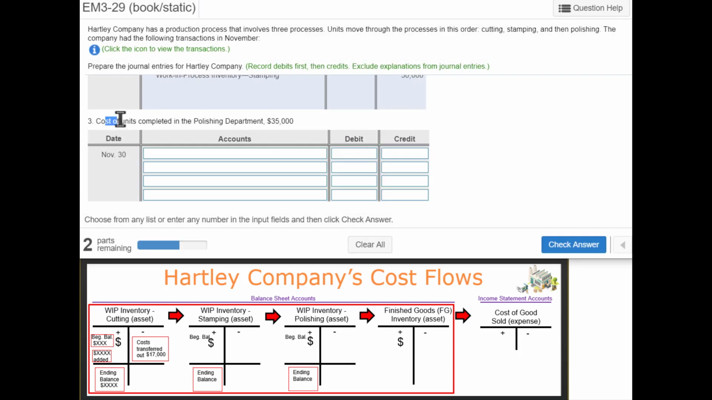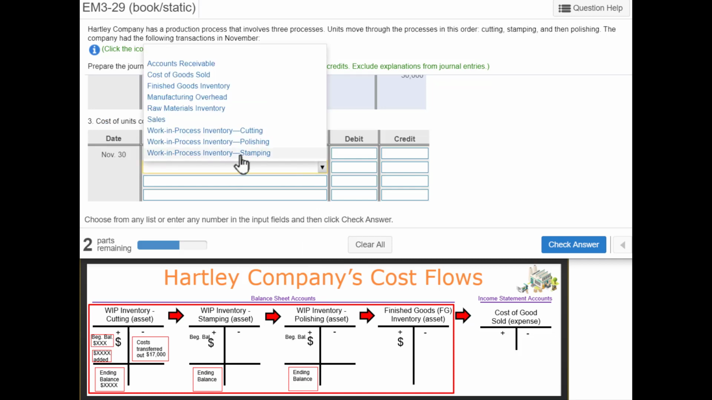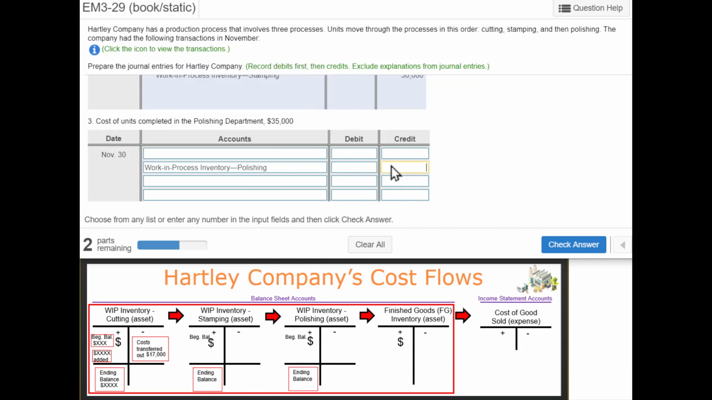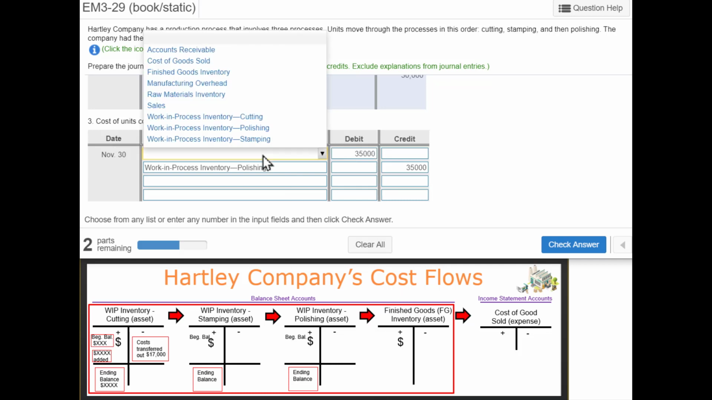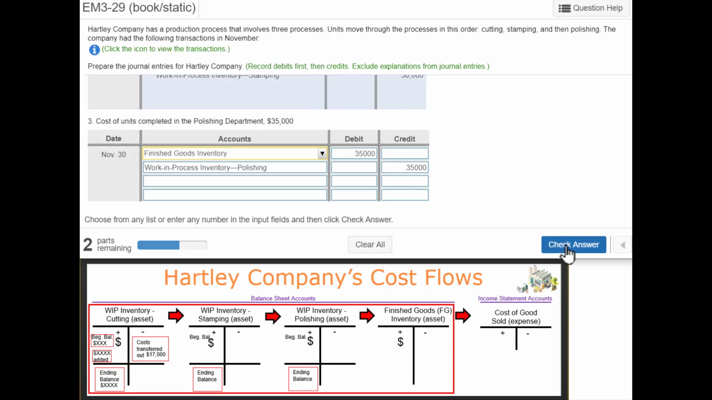And then costs of units completed in the polishing department were 35,000. So they're leaving the polishing department, so the polishing is being credited, 35,000. Copy and paste. And where are they going to? They're going to finished goods. So finished goods is increasing on the debit side. Finished goods. There you are.